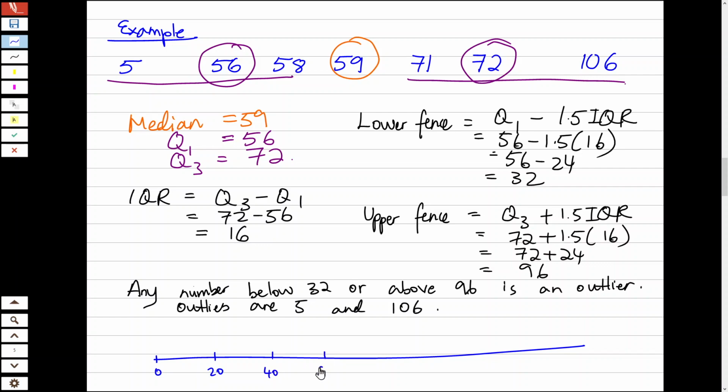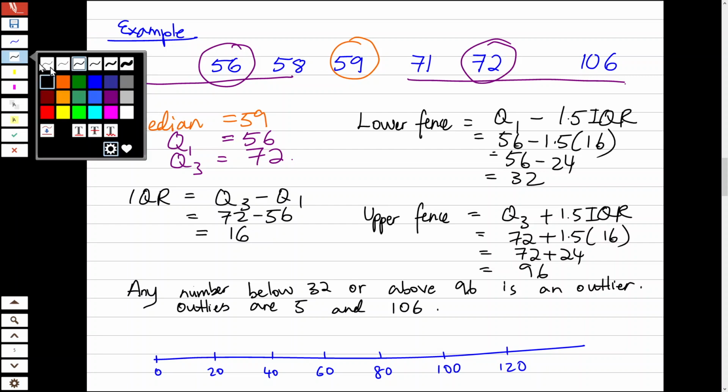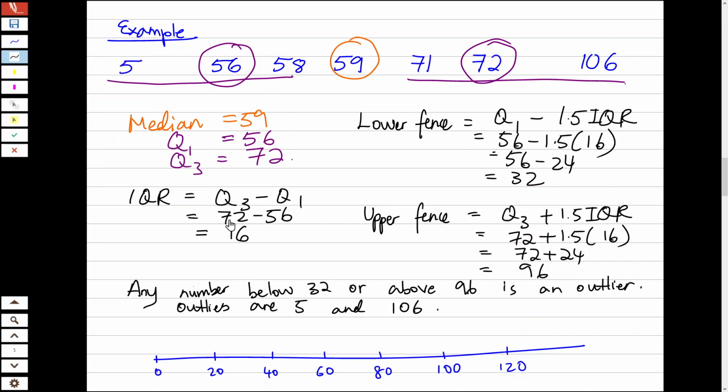So when you draw your box plot, you'll need a scale. In the middle of the box plot, I will need 3 lines. One for Q1, one for the median, and one for Q3. So the median is 59, so I'll put a line here. Q1 is 56, so I'll just move it slightly over. So this hasn't turned out the way I wanted. And 72 will be here. That's my box plot here.